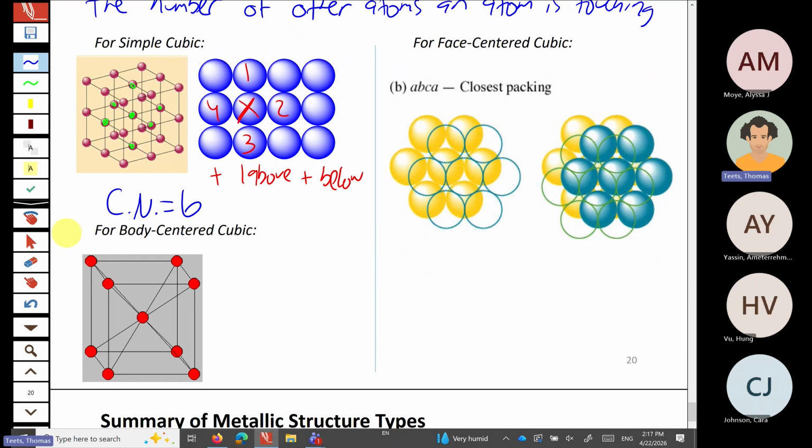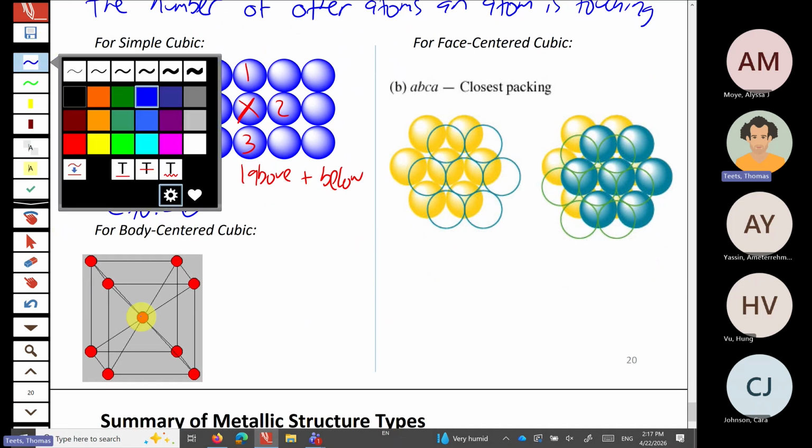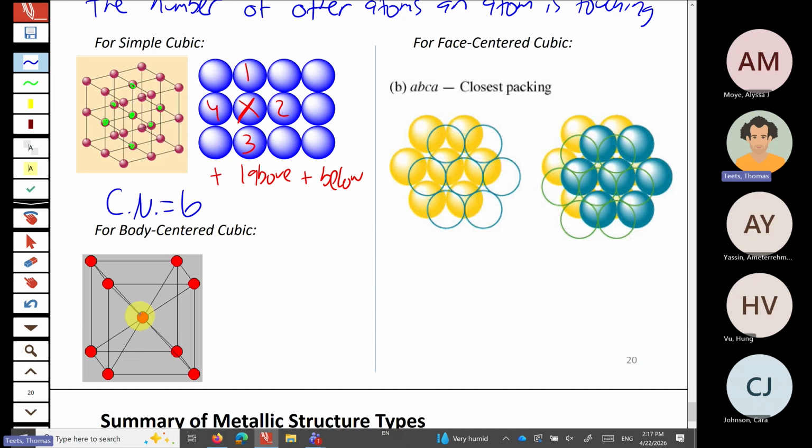For body-centered cubic, this one's pretty easy to come up with. Just look at the unit cell itself, focus on the atom that's in the center of the cube, and figure out how many corners are around that center. Well, there's 8 corners in a cube, so the nearest neighbors for that center atom number 8. Each corner counts as a nearest neighbor. 5, 6, 7, 8. So the coordination number for body-centered cubic is 8.